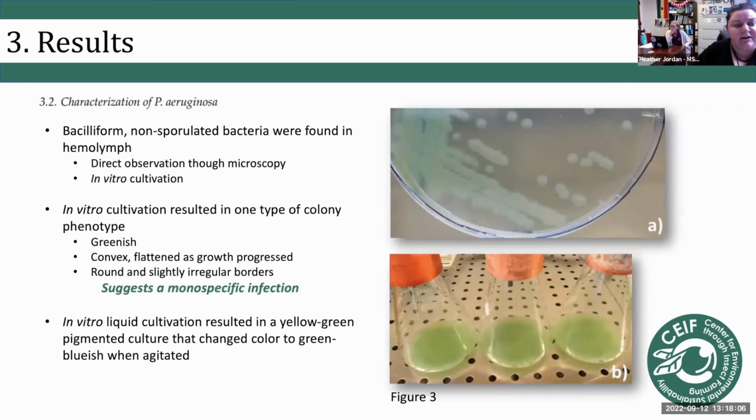For the results characterizing the bacteria Pseudomonas aeruginosa, bacilliform non-sporulated bacteria were found in the hemolymph, and this was done through in vitro cultivation and through microscopy. The in vitro cultivation resulted in 1 type of colony phenotype. They were green, described as convex, flattened as the growth progressed with round edges, and this suggests a monospecific infection. The in vitro liquid cultivation resulted in a yellow-green pigmented culture that changed color from green to blue when agitated.